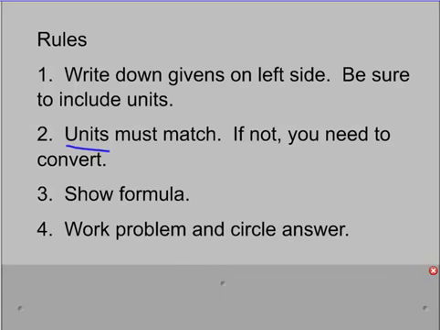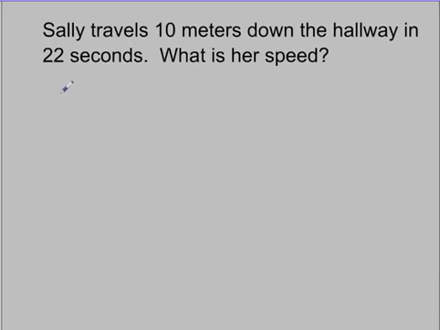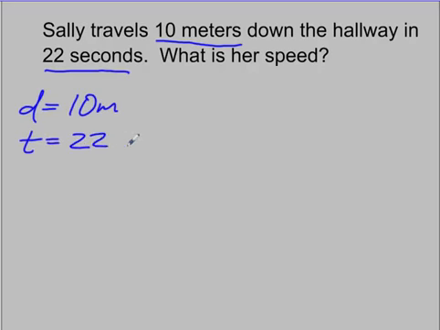So let's do a sample problem that follows these rules with a speed problem. Sally travels 10 meters down the hallway in 22 seconds. What is her speed? So let's put down our givens. First of all, I have a distance, that's 10 meters. And she travels down the hallway in 22 seconds, that's time, so that's 22 seconds. And what is her speed? So I'm trying to find my speed.